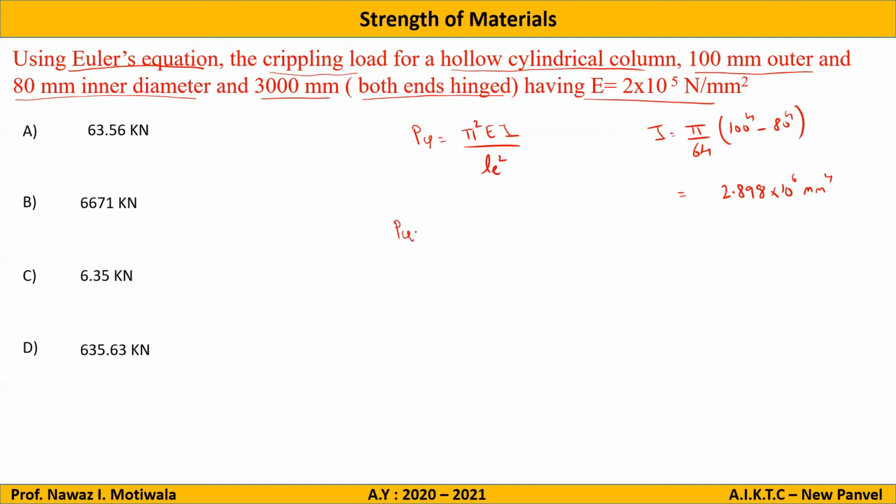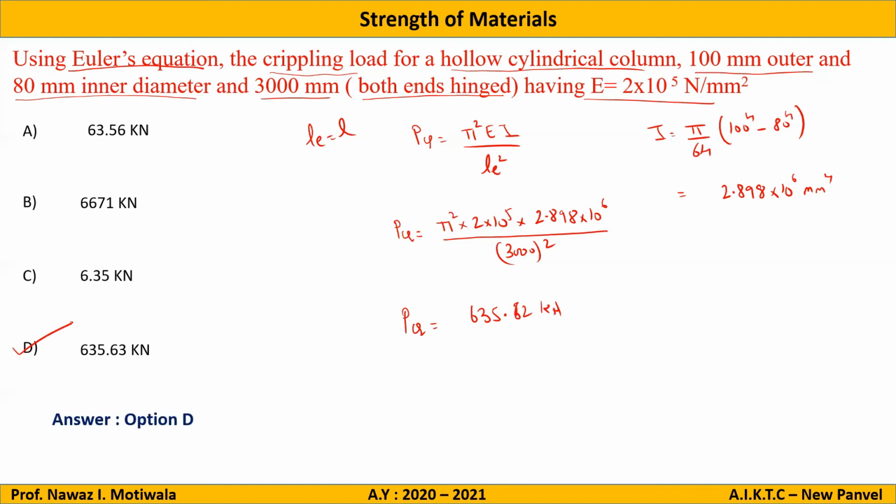So finally, I will get PCR is equal to pi square. E value is 2 into 10 raised to 5. I, we just now found out, 2.898 into 10 raised to 6, divided by effective length. As both ends are hinged, I will write LE is equal to L, so it will be 3000 square. On solving it, I will get the answer for crippling load as 635.62 kilonewton. And the option available is option number D. This is the correct one.